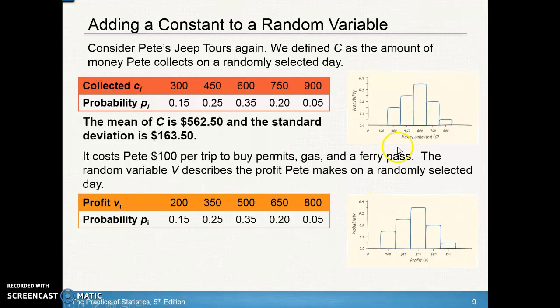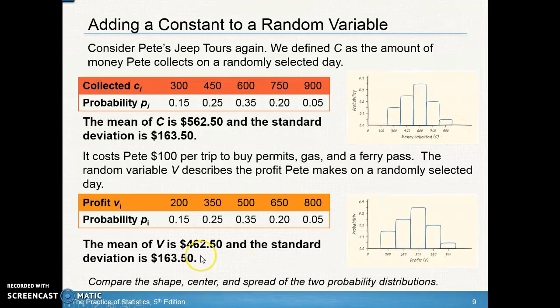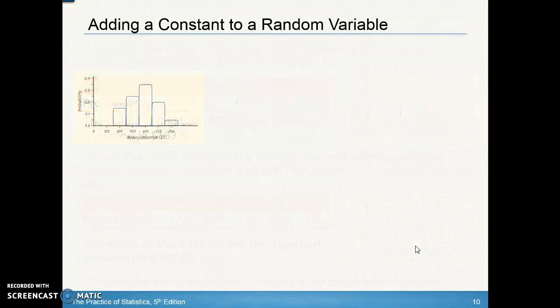Oh, let's take a look at this. Notice we still have exactly the same shape. They didn't change, but just look at my number scale here. Money collected goes from 150 to 900. The profit, how much money he's actually making that he can spend on whatever he wants, is from 200 to 800. So really the x-axis just changed. Take a look at this mean. The mean is 462 and the standard deviation is still 163.50. So we're going to compare the shape, the center, and spread of what happens when we add or subtract a constant to my distributions.